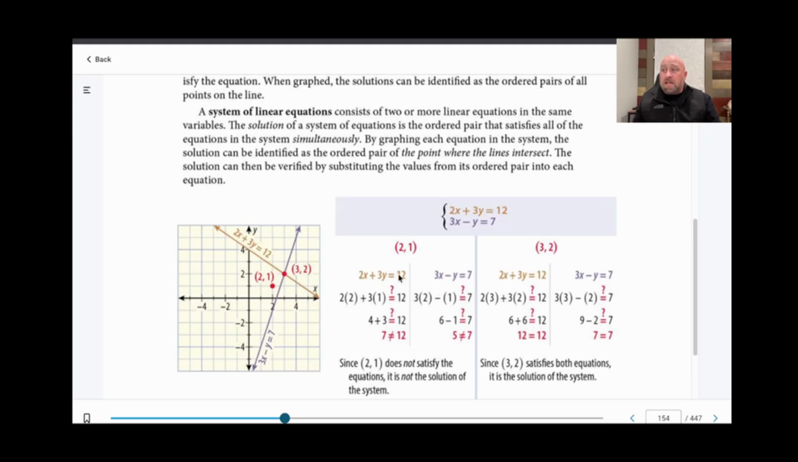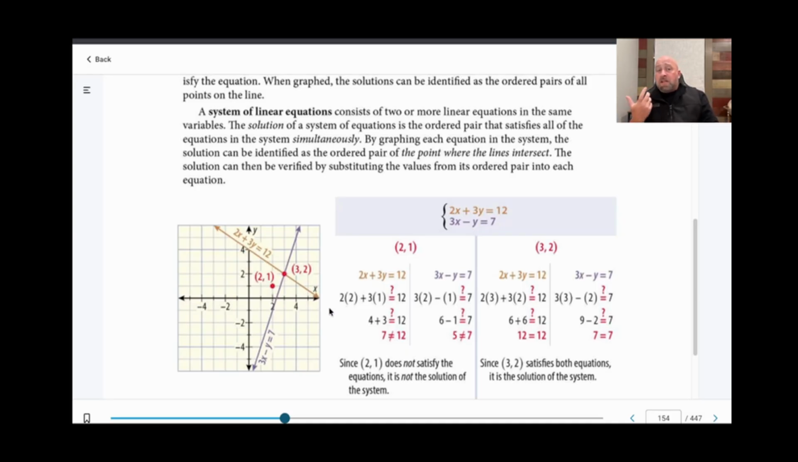What you do is you take your line, this yellow one right here, 2x + 3y = 12, and we just graph it. We just put it on the graph. And then we take this other line right here, 3x - y = 7, and we put that on the graph. And then wherever they cross, that is our solution.